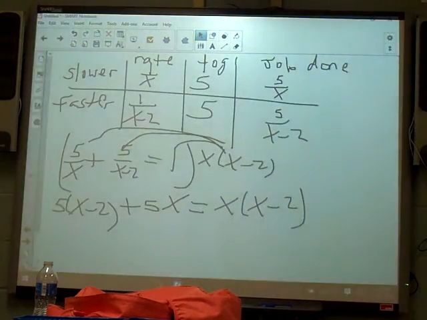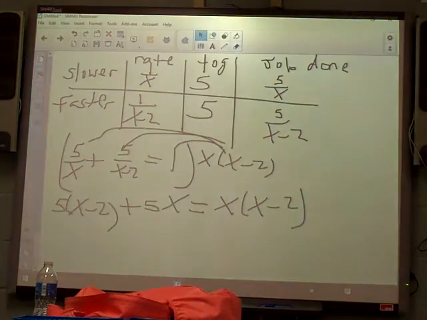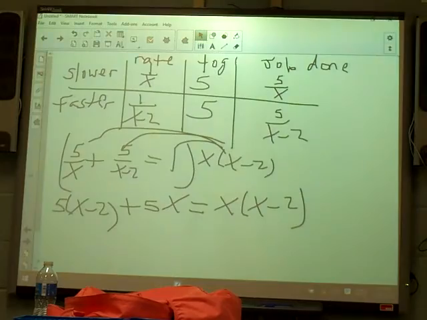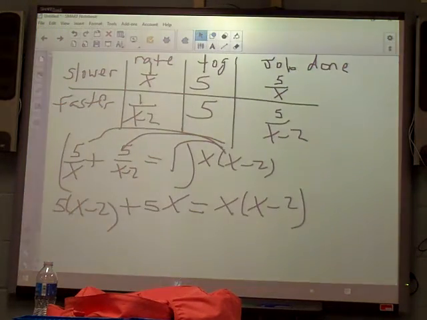I had x squared minus 12x plus 10 is equal to 0. So there's your A, 1, B, negative 12, and C, 10. So see if you can finish that off and figure out how long it would take the slower chef to get the job done.